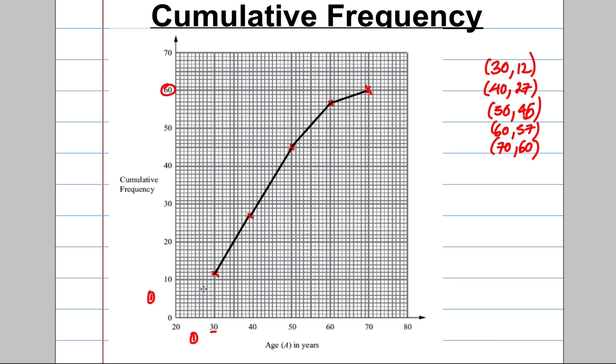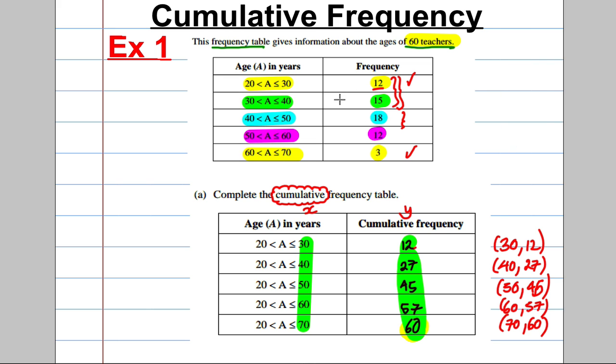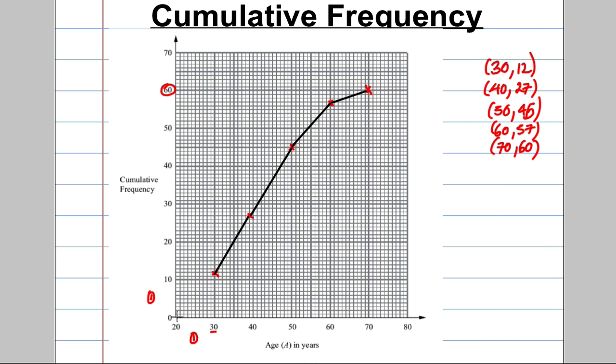Okay, at this point, I suppose you're asking yourself, does there need to be anything here? And it would be best to join this up to this 0 point here. This is saying that there's nobody who is less than or equal to 20 years. So we're going to just join that up just for the sake of it, okay?